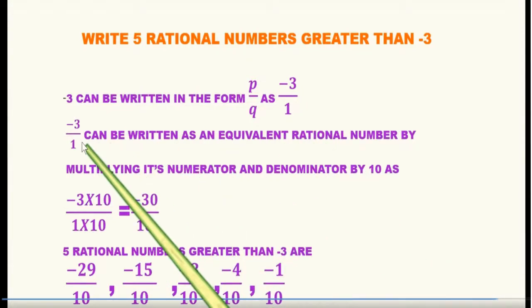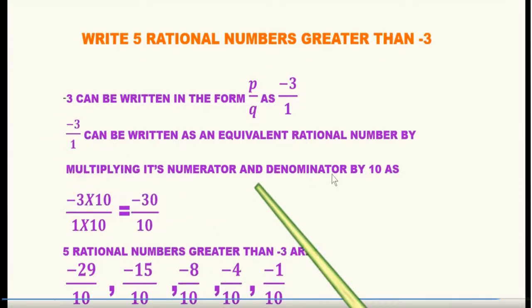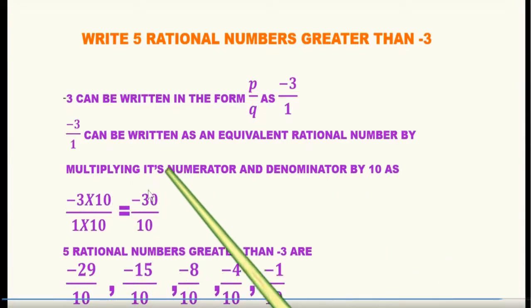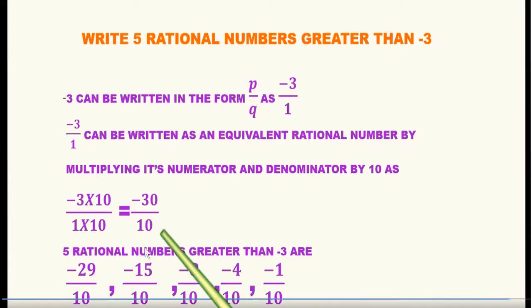Once it is converted in the form minus 3 by 1, which is a rational number, the next step is to find an equivalent rational number. How can we find an equivalent rational number? We are going to multiply it by 10 both in numerator and denominator. On doing so, we get minus 30 by 10. Now, it becomes easier for us to find 5 rational numbers greater than minus 30 by 10.